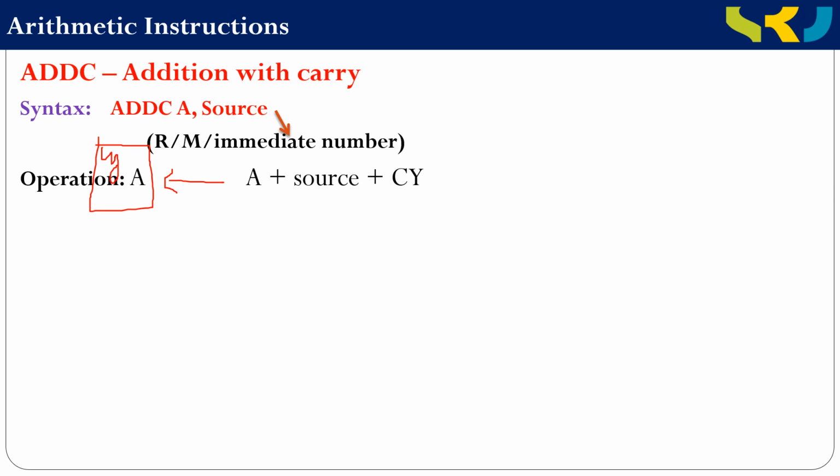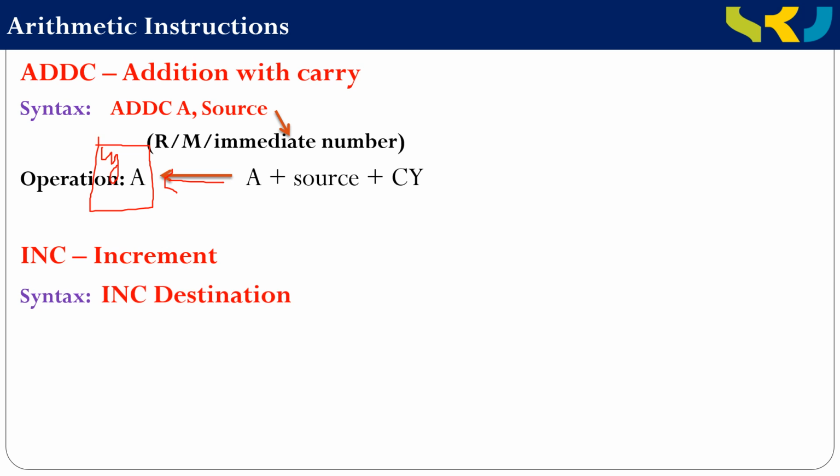And the next instruction is increment. INC stands for increment. The syntax for increment is to increment the destination, where the destination may be any register or a memory location, but it cannot be an immediate number. Why? Because we cannot increment a constant. That's why the destination is always a register or a memory location. So let us consider one example here. In this example, we are incrementing the value of the R0 register.